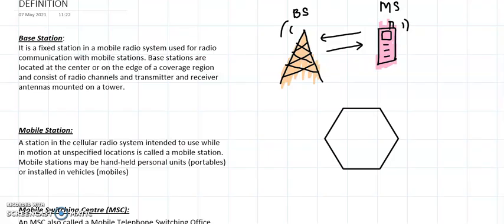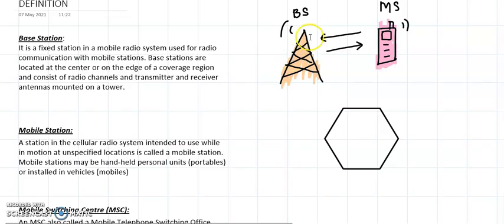Now what is this base station? It is a fixed station in mobile radio system used for radio communication with the mobile stations. Base stations are located at the center or on the edge of the coverage region and consist of radio channels and transmitter and receiver antennas mounted on the tower.